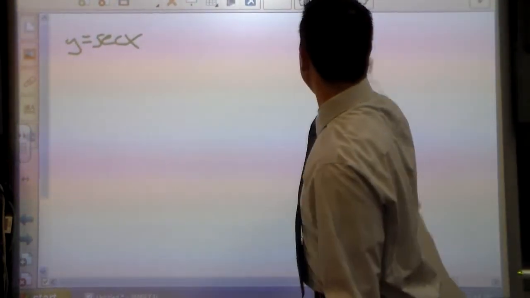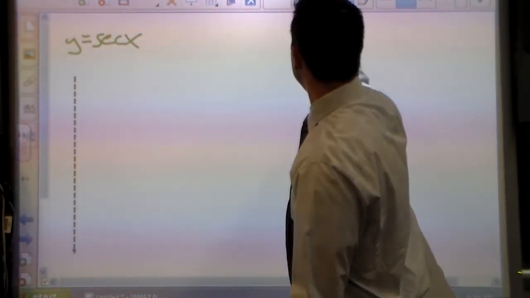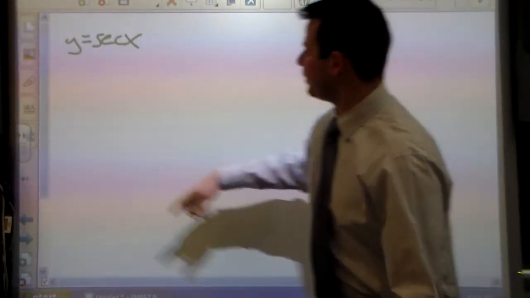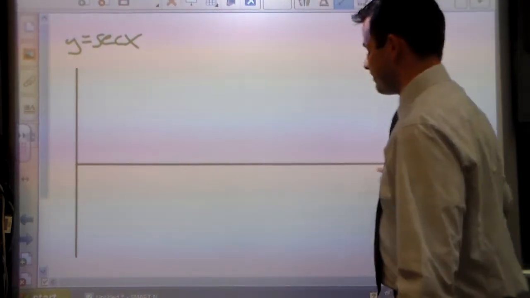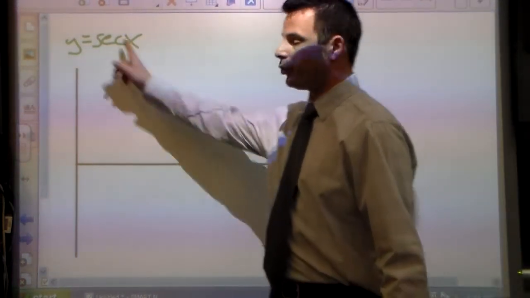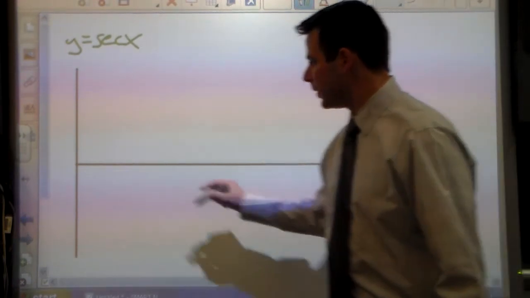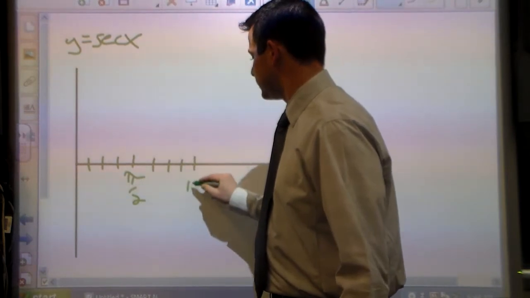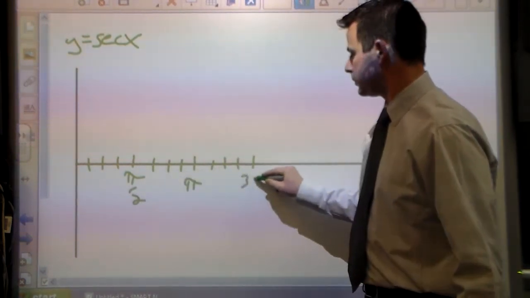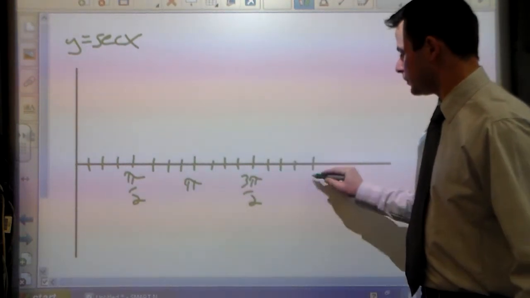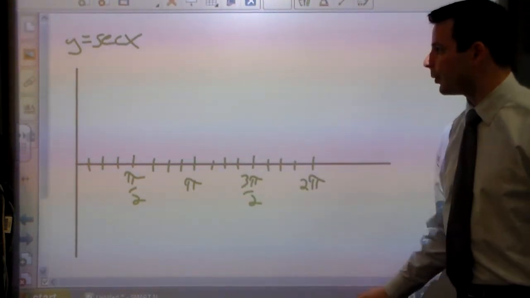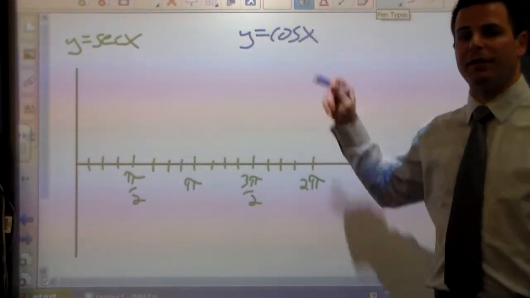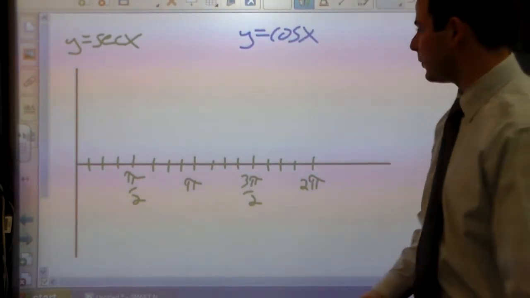So let's graph from 0 to 2 pi. Dotted line there. Sorry about that. There we go. So we're going to graph from 0 to 2 pi y equals cosine x, which should help us graph y equals secant x. Okay, so if we were to graph y equals cosine x, then we could easily identify where cosine is 0 and then put our vertical asymptotes in there.